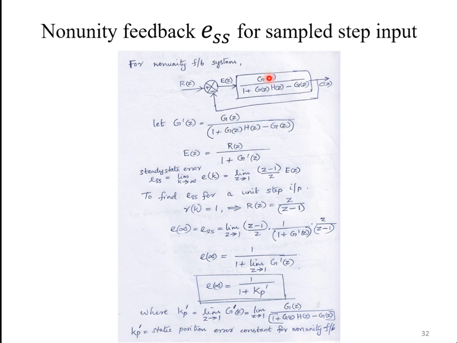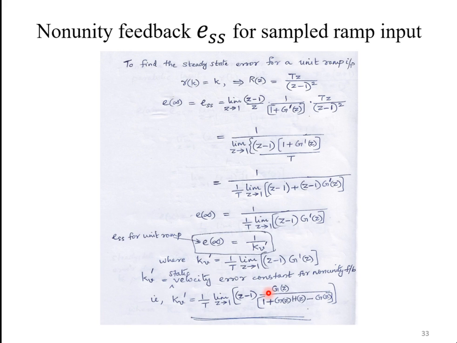What is G dash Z? That is limit Z tends to 1 of Gz over 1 plus Gz Hz minus Gz. So this is the final value, or the value Kp, the steady state static position error constant, that you can calculate. From the static position error constant you can find the ESS, the steady state error, or E of infinity, that is equal to 1 over 1 plus Kp dash. And this is non-unity feedback ESS for sampled.